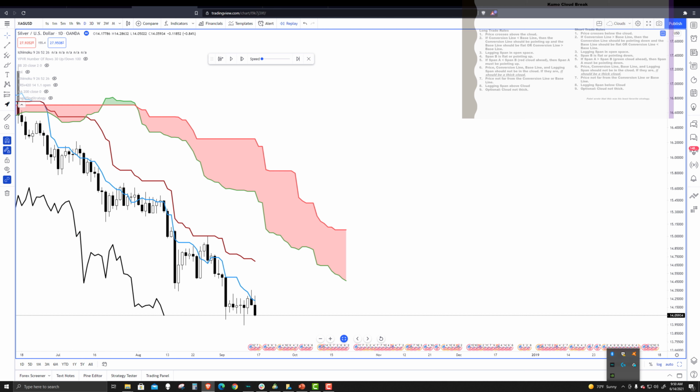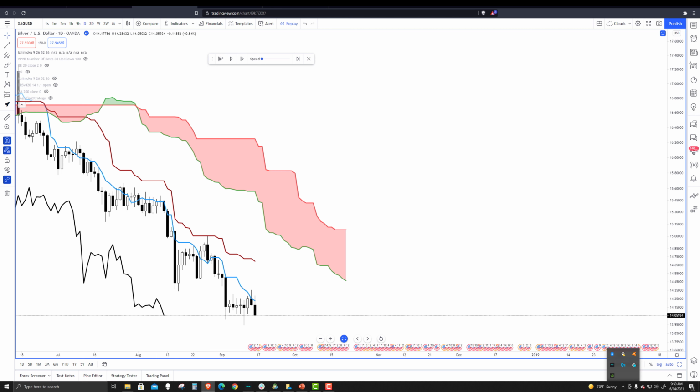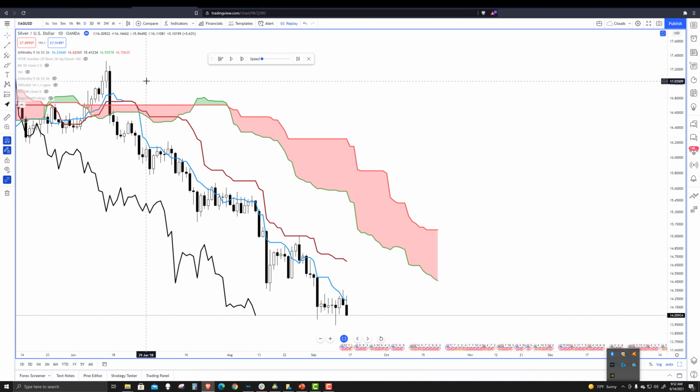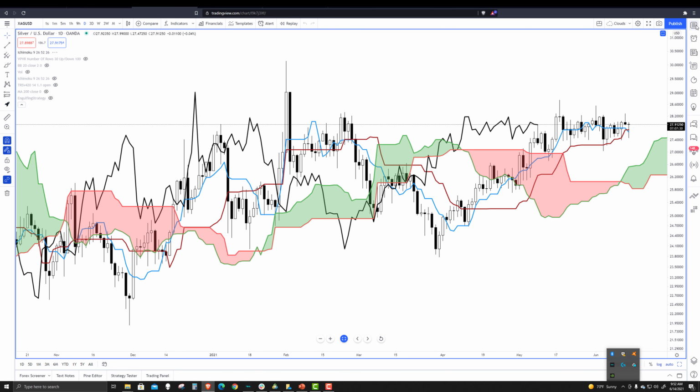Now, the problem with any of these strategies is this, and we're going to get into that right now. So some of the problems with the Ichimoku system is that there is no in trading system confirmation tools outside of just the system itself. So here's something that I like to look at when I am using the Ichimoku system.